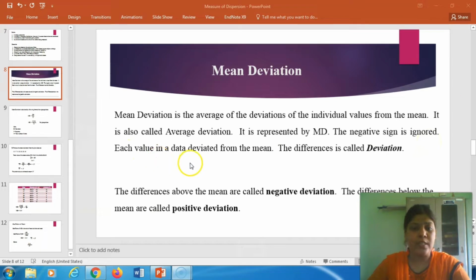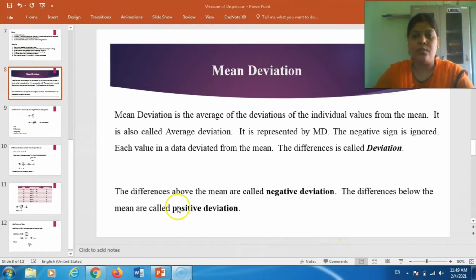Each value in a data set deviates from the mean. The difference is called deviation. And here the differences above the mean are called negative deviation. The differences below the mean are called positive deviation.